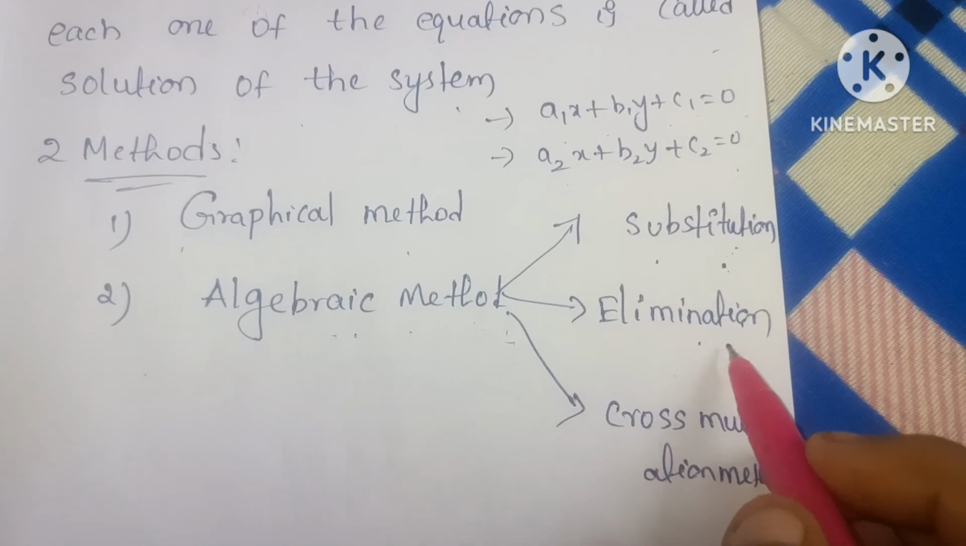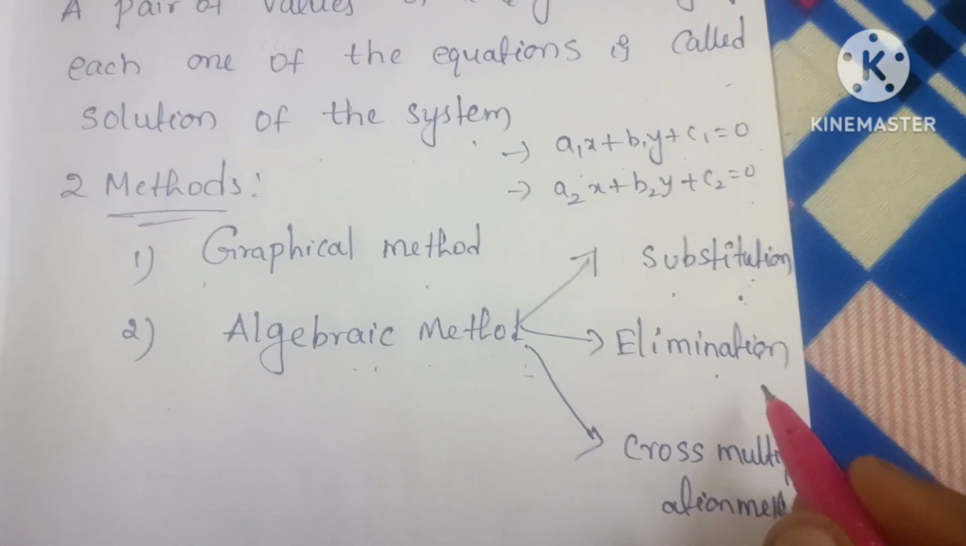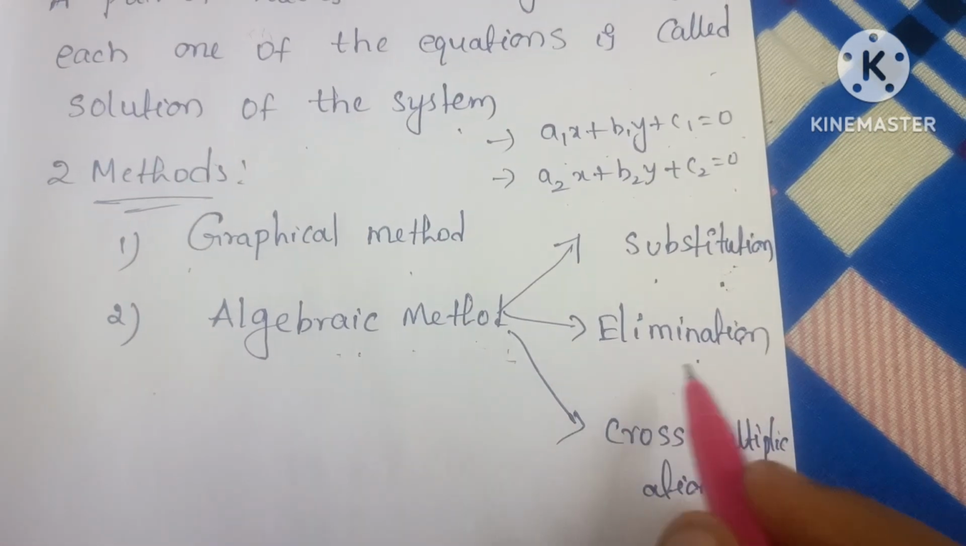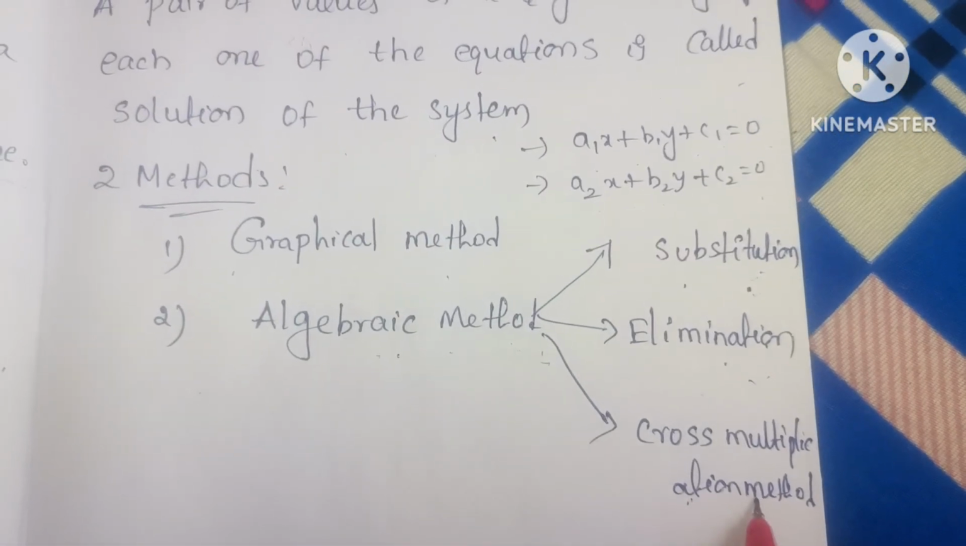Here elimination means, for suppose x plus y minus x. Here plus x and minus x is cancelled. So this is the elimination method. Next one, cross multiplication method.